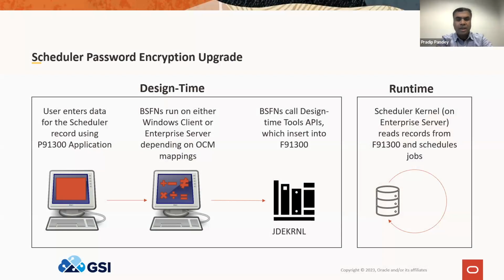So we did one other announcement for security, which has been long overdue, for scheduler password encryption. For the refresher, the user enters data through the P91300 application, and the business function runs on a Windows client or enterprise server based on OCM to call some of the tools APIs to insert the record into the F91300 table using the JDE kernel code. At runtime, the scheduler kernel running on the enterprise server will pick up the records from the F91300 table and then schedule the job. And the next slide.